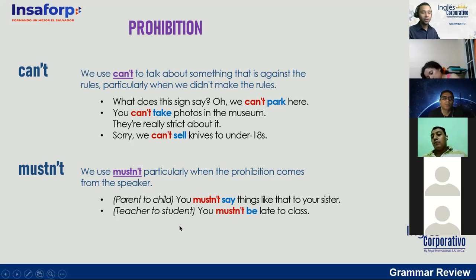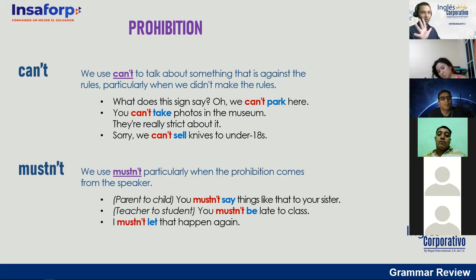Another example. Teacher to student. You mustn't be late to class. ¿Ok? And the last one. I mustn't let that happen again. La prohibición viene de uno mismo. No debo permitir que eso vuelva a suceder. Ok, uno mismo lo está prohibiendo.